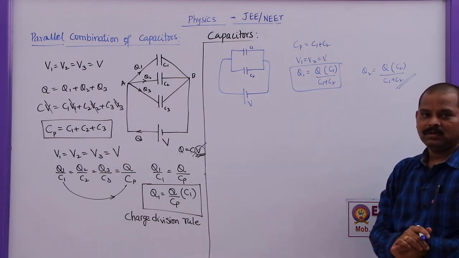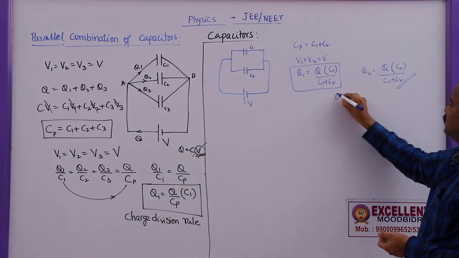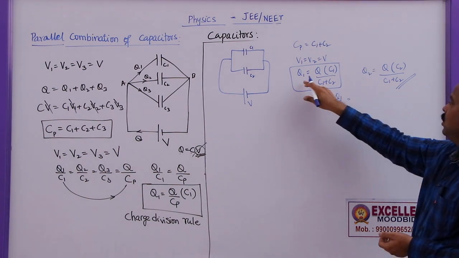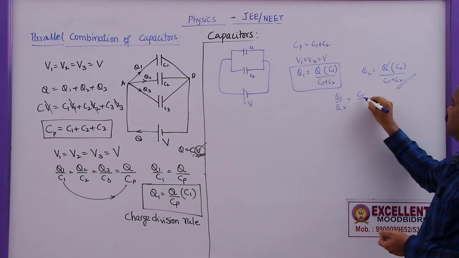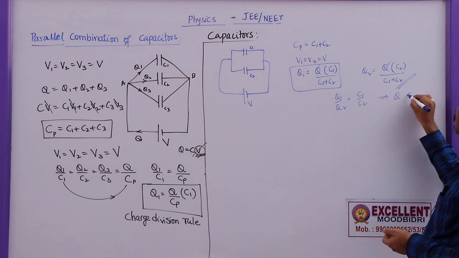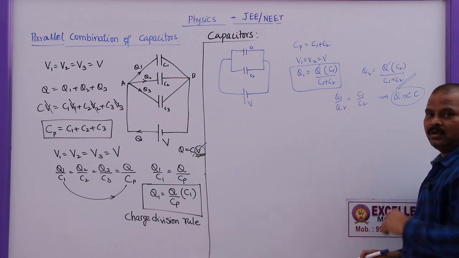This is a charge division formula. By using this, we can say Q1 by Q2 is equal to, if we divide these two, Q gets cancelled, the denominators get cancelled. This will become C1 by C2. So, which is our result? Q is directly proportional to C. So, just now we proved it by using a problem.